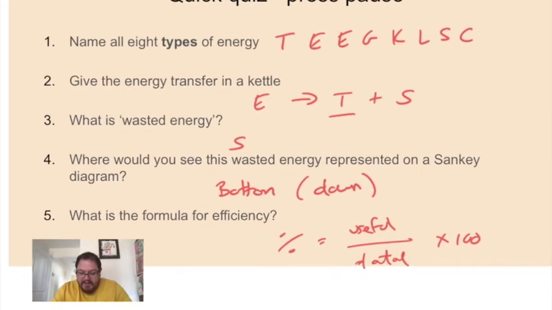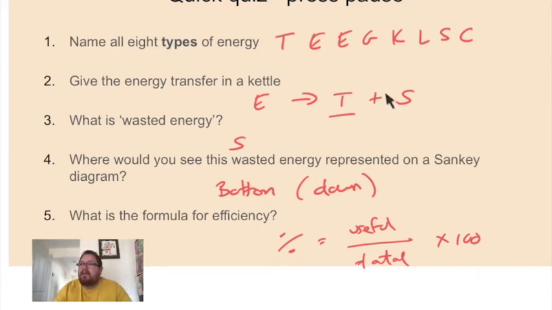So the quick quiz answers here. So name all types of energy. I've just done the first letter just to save some time. So thermal, electrical, elastic, gravitational, kinetic, light, sound, chemical. The energy transfers in a kettle, where you need to plug it into electricity to get it going. So electrical then converts to thermal, which warms up your water, which is the useful energy. Plus sound, which is not very useful to us.